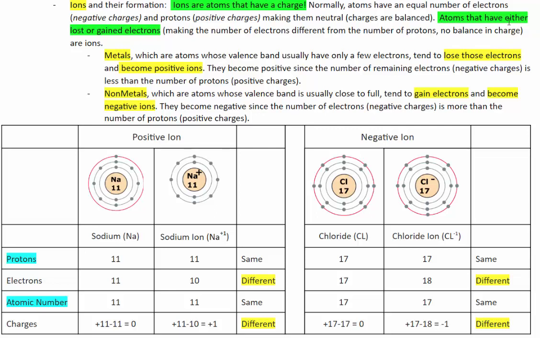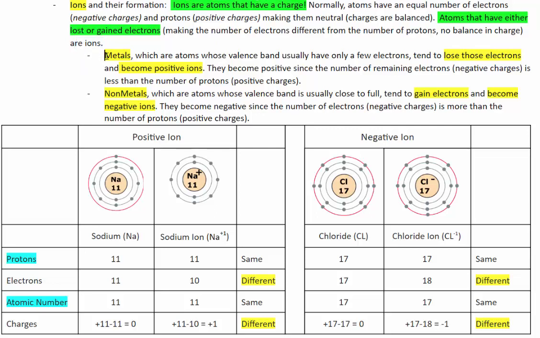Atoms that have either lost or gained electrons, making the number of electrons different from the number of protons. So by losing or gaining electrons, the number of electrons becomes different from the number of protons, which makes the atom not have a balance in charge anymore. Those atoms that have no balance in charge anymore are what we call ions, the atoms that have a charge.